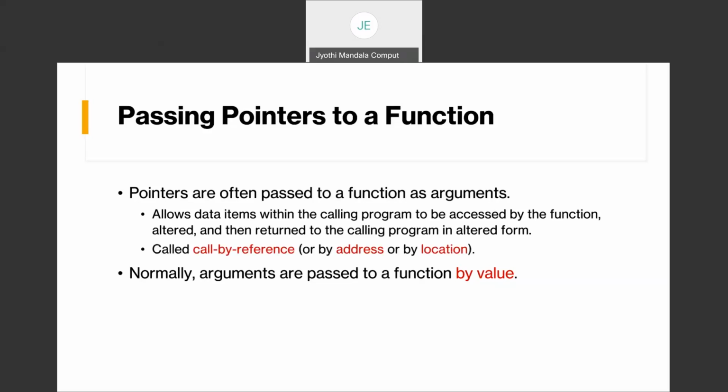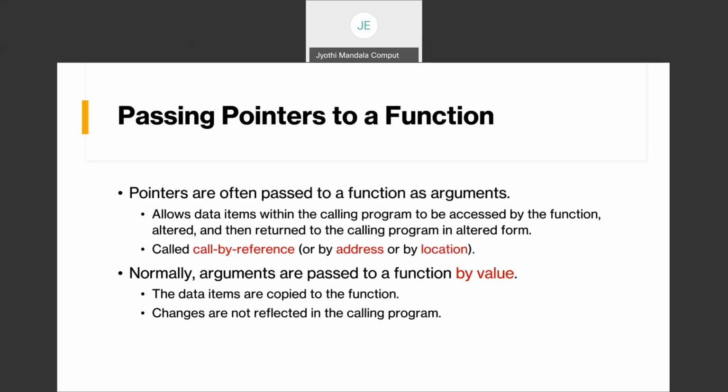Passing the address is called call by reference, or call by location. Pass by reference is where we pass the address. The other way is where we pass the values directly. Simply, the data values are copied from the calling function to the called function.